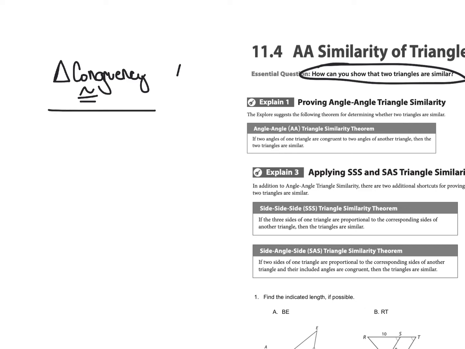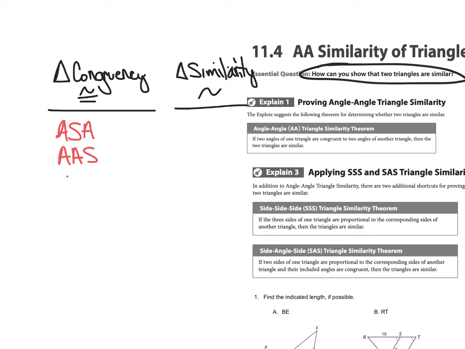And we have triangle similarity. We can show triangle congruency with angle, side, angle. We can show it with angle, angle, side. Side, angle, side. Side, side, side. And hypotenuse-leg. I feel like I'm forgetting one, but that's gotta be it.